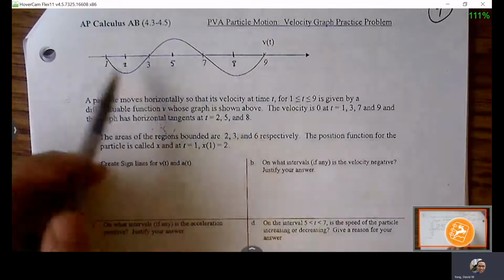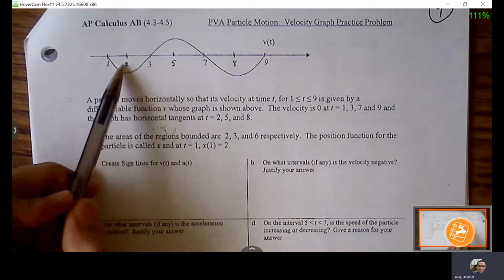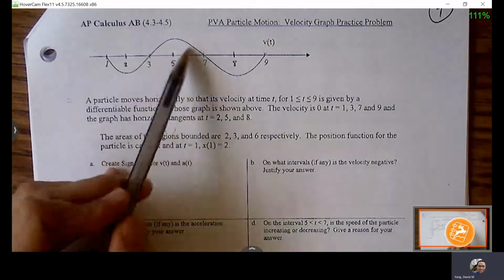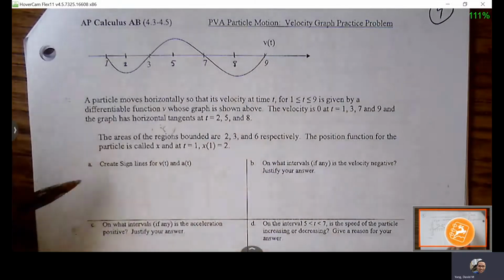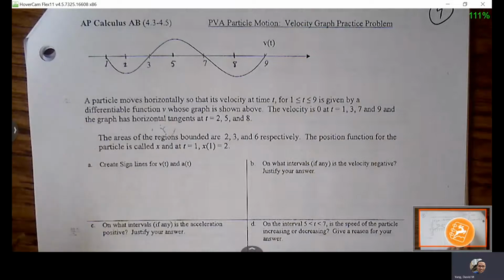Okay, the areas are given. This is an area of 2. That's just a coincidence that the number is there. This is an area of 3, and this is an area of 6. Okay, create sign lines for v of t and a of t.